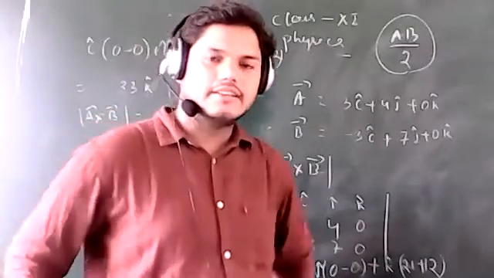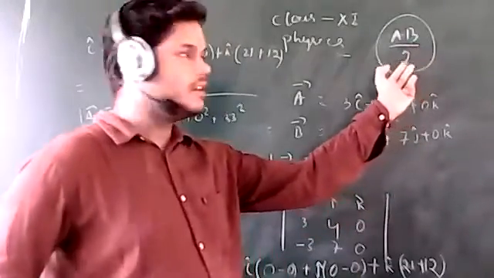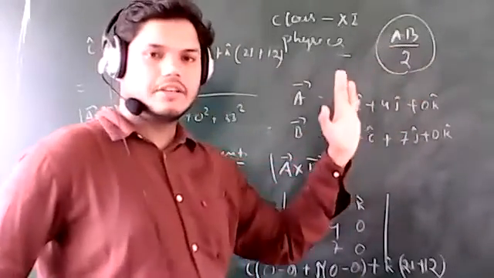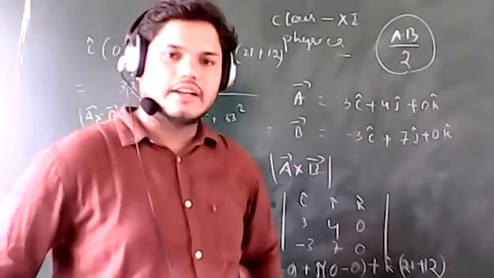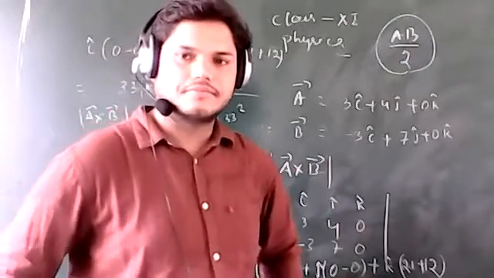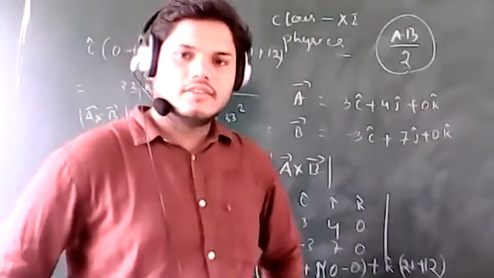Who can find out the angle? If only the area is given as AB upon 2, okay, you have to find out the angle between A and B. What is the angle? Theta you have to find out. No one.